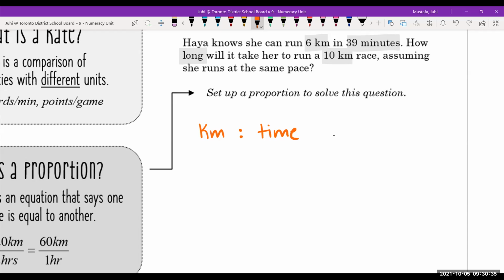Now let's look at the first bit of information. They always give you 2 bits of information. One of them is like one scenario and the other one is another scenario. So in the very first scenario, it says that Haya runs 6 kilometers in 39 minutes. And by the way, you don't need to write minutes. What we can do is for our time, I'm just going to write down the unit is going to be minutes. And that way I know every time I'm talking about time, I'm always writing it in minutes.